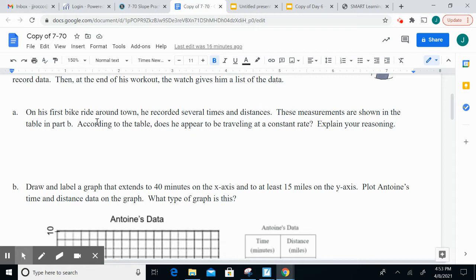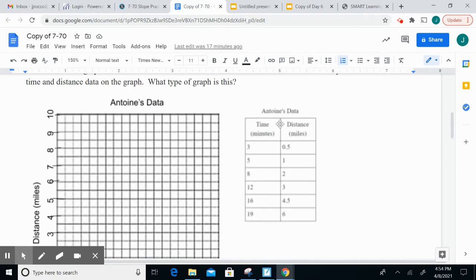So according to the table, the question is, does he appear to be traveling at a constant rate? So think about what a constant rate means. It means that as he travels, say every minute, for example, he would travel the same amount of distance. So for example, a constant rate would be every minute he travels half a mile. Or every minute he travels 3 miles. But every time, 1 minute would be 3 miles, 2 minutes would be 6, so on and so forth. Constant rate.